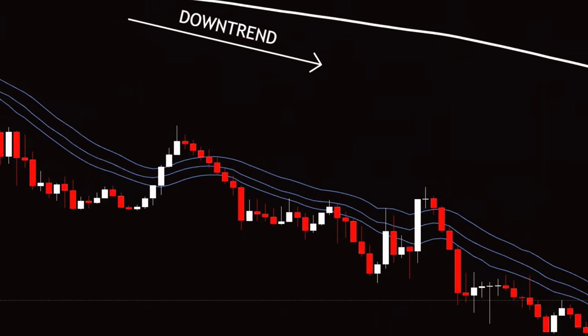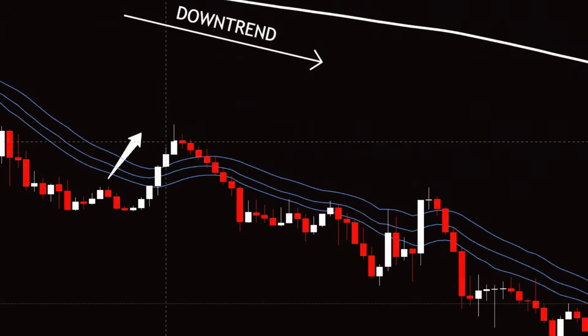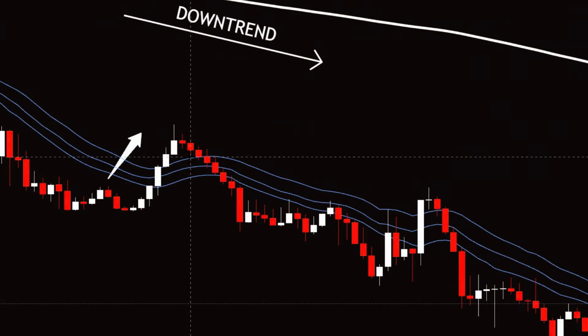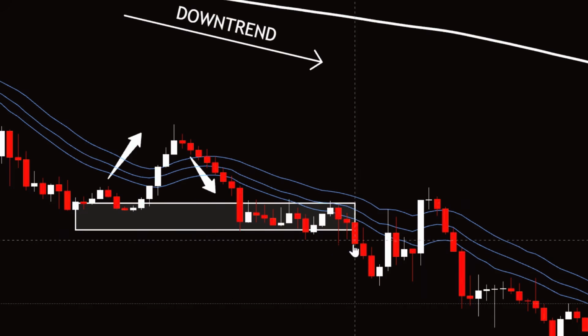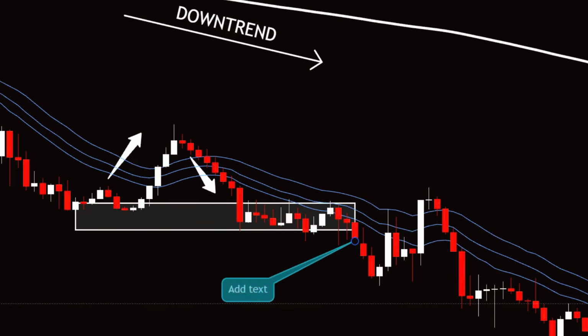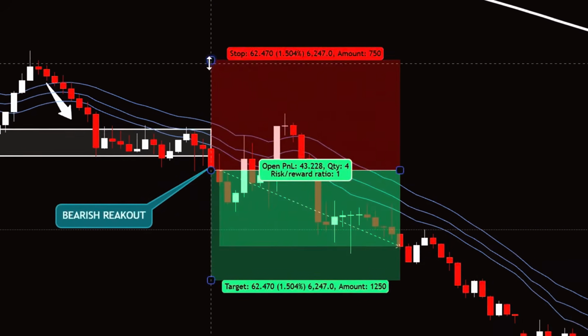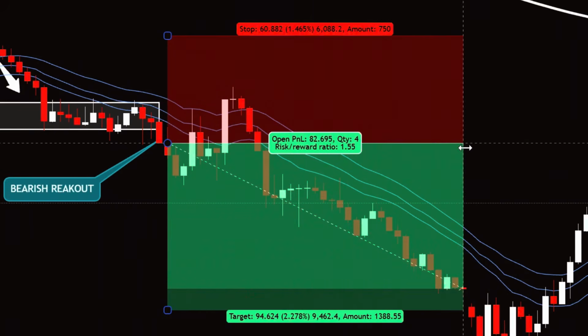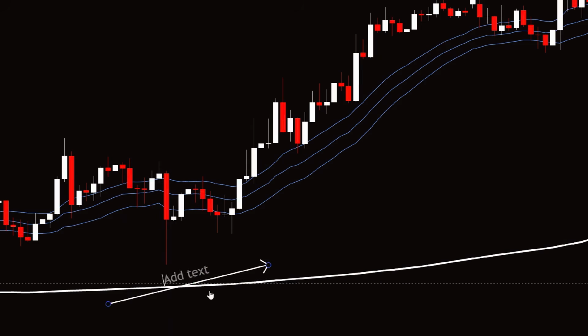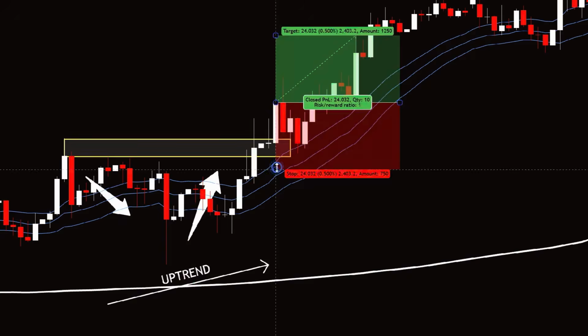Now, if price pulls back up into the blue channel and just sits there resting, mark a horizontal line at the swing low right before the pullback started. That's your support level. Once price breaks below it, that's your confirmation that the trend's ready to keep going and you've got your sell. Stop loss at the recent swing high, target 1.5 times your risk. Flip everything above the 200 SMA for a buy.